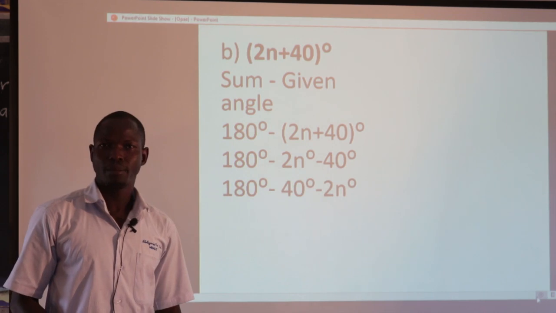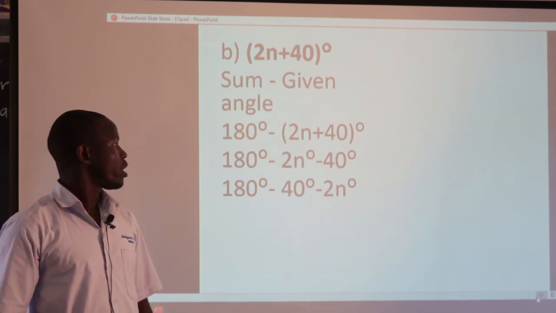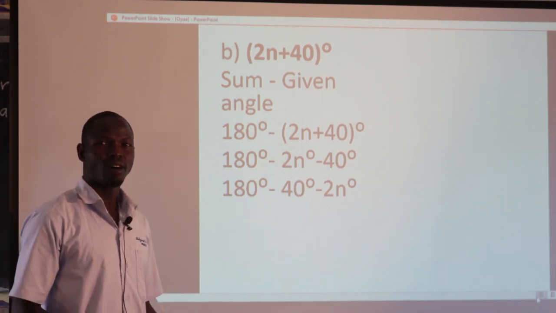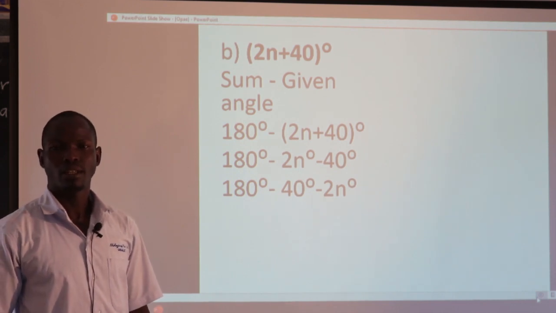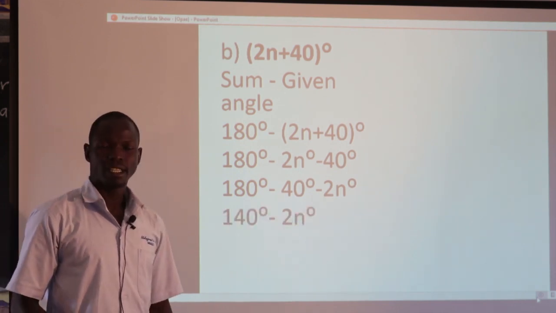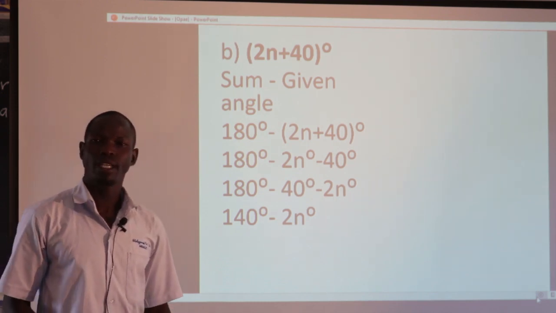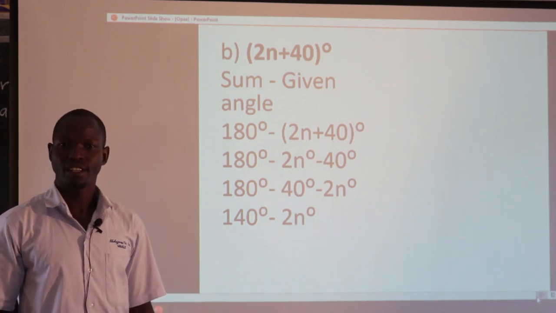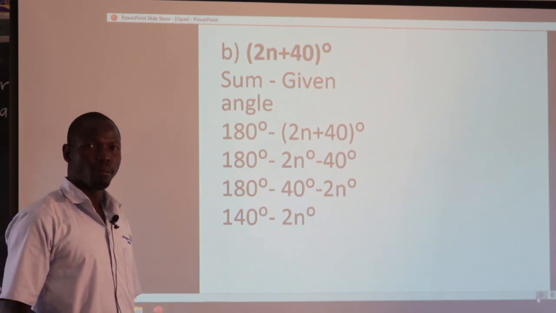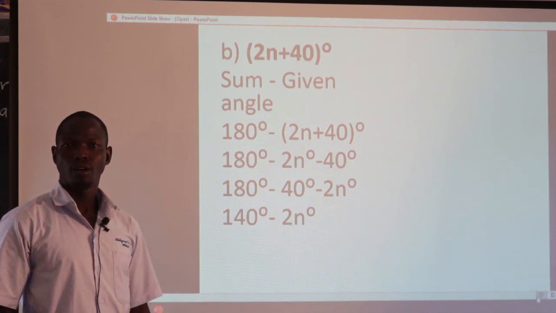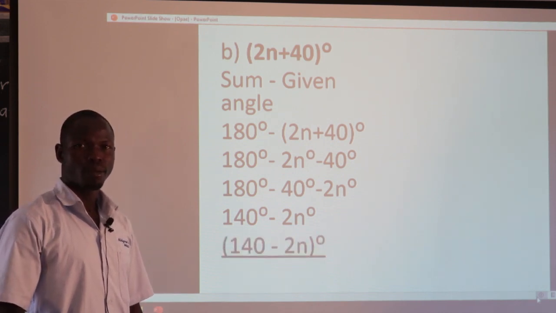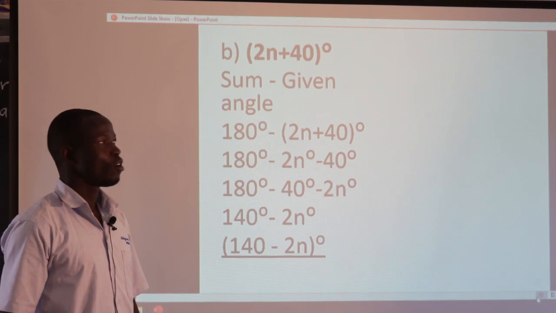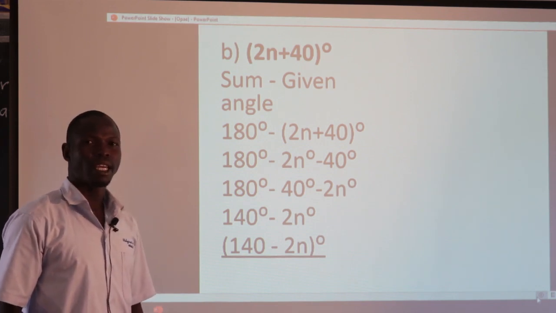And then in the next step, we are collecting like terms. We bring minus 40 degrees to a fellow number, which is 180 degrees. As you can see, they are now together, and then minus 2n degrees. From there, when we subtract 40 degrees from 180 degrees, we remain with 140 degrees minus 2n degrees. Now, in this step, you realize that both terms have a degree. So we introduce a bracket and put the degree outside the bracket. Boys and girls, that is the supplement of the angle given in example 1b.